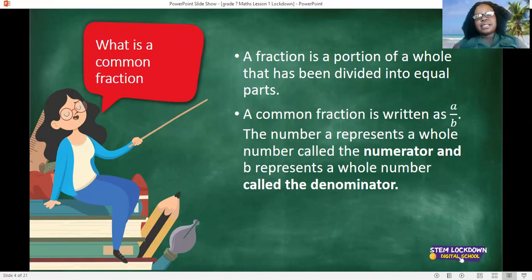This is also going to help you when we go to decimal fractions. So a common fraction is written as A over B, and the number A represents a whole number called the numerator. If, say, it's a pizza, it will tell us John ate 3 over whatever of a pizza. And then B represents a whole number called the denominator. So in a fraction, we have a numerator, and we have a denominator.